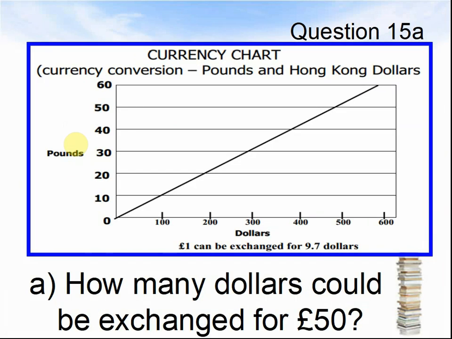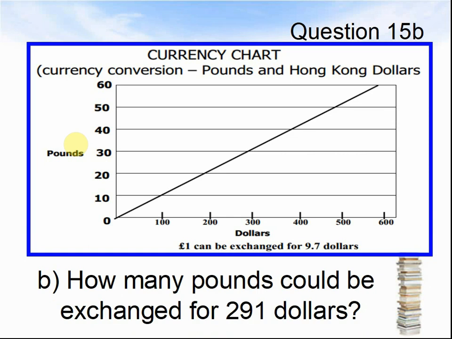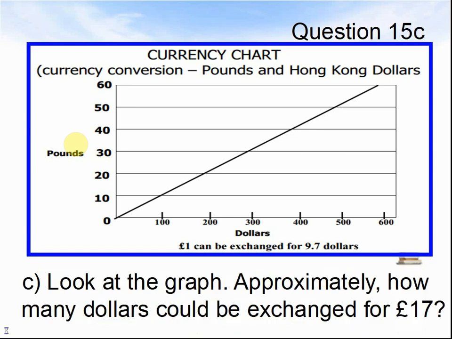Question 15a. Look at the chart. How many dollars could be exchanged for £50? Pause the video until you are ready for the next question. Here comes the next question. 15b. How many pounds could be exchanged for $291? Pause the video until you are ready to see the next question. Here comes the next question.